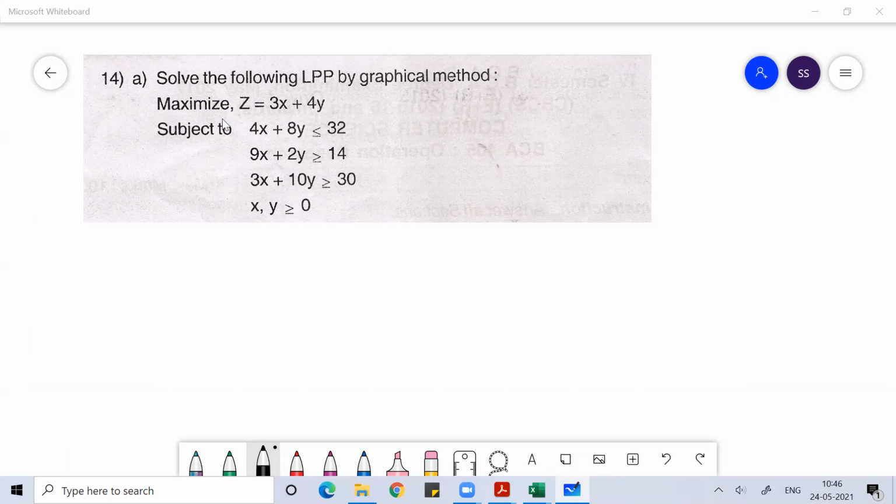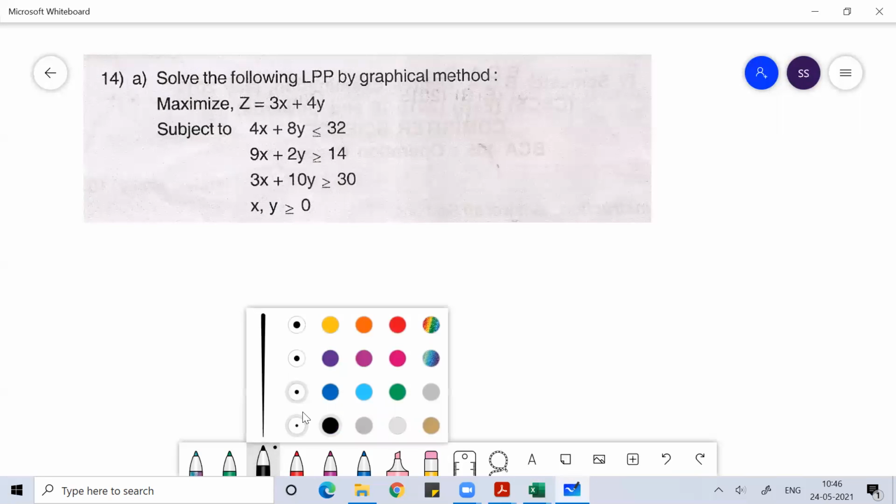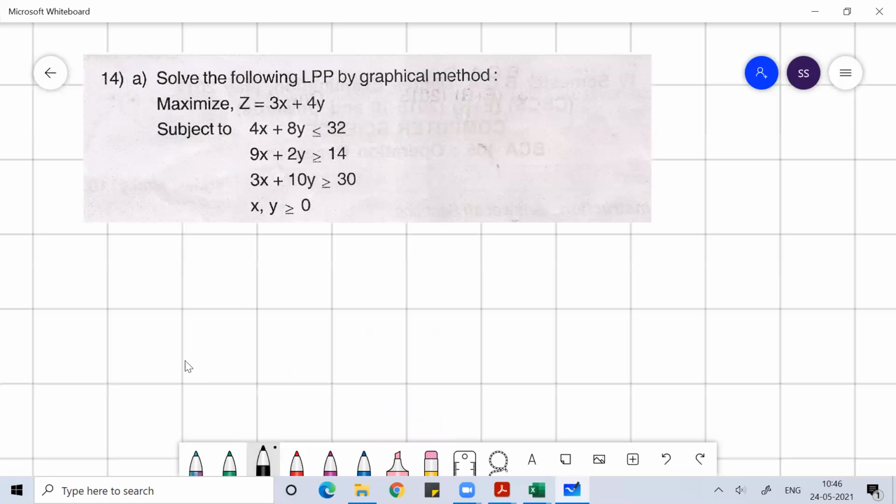So for the time being, you just focus on this problem. I'll probably solve it step by step using the graphical method, because in the exam you can't use a solver to get the answer. In the exam you have to do manual work. So let's learn how to solve this given LPP problem by using the graphical method.